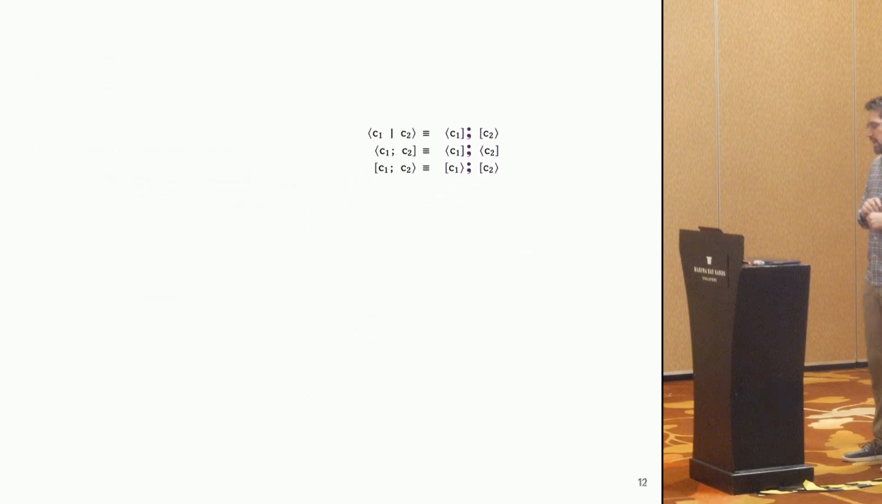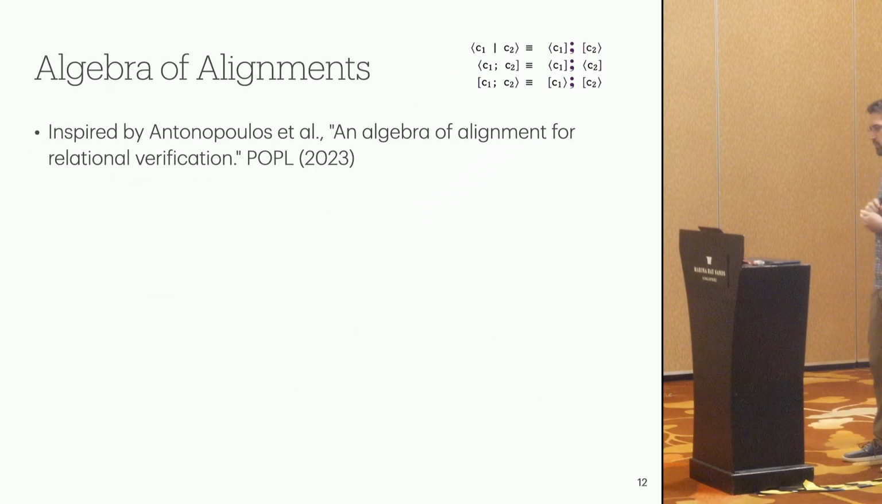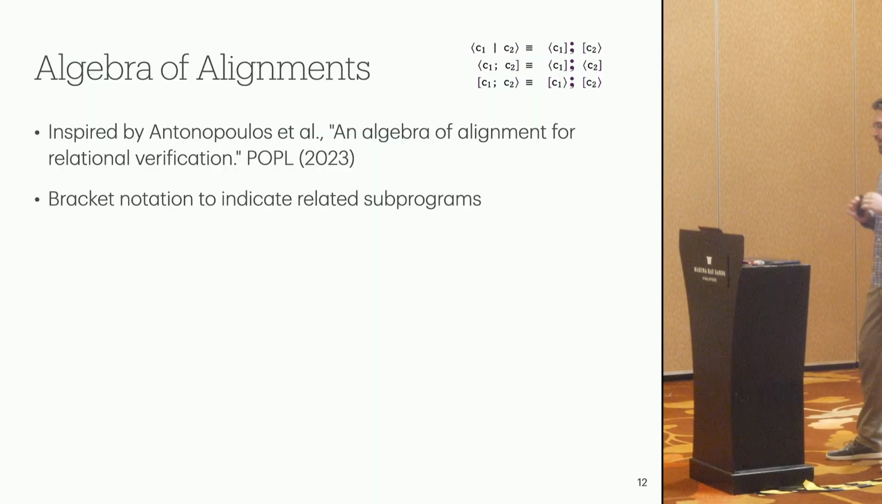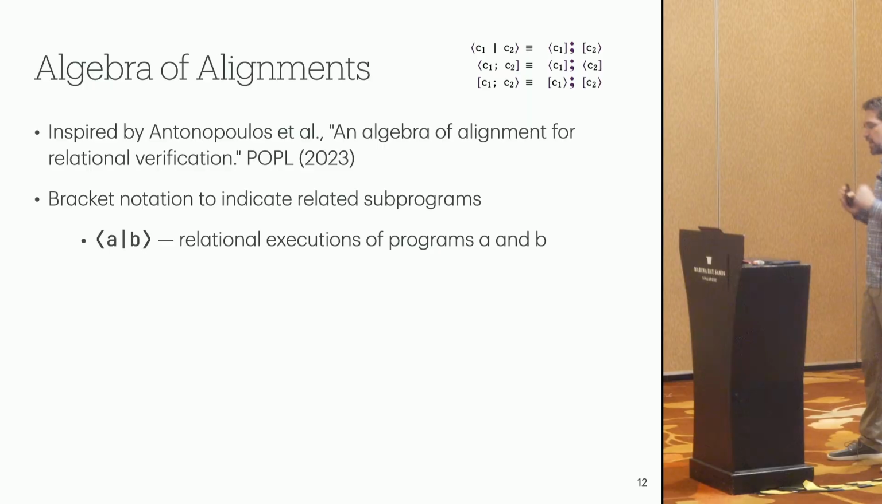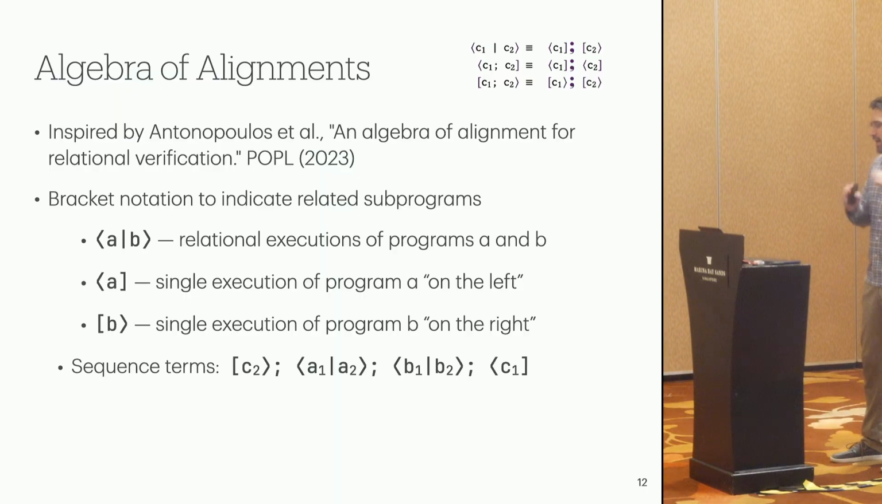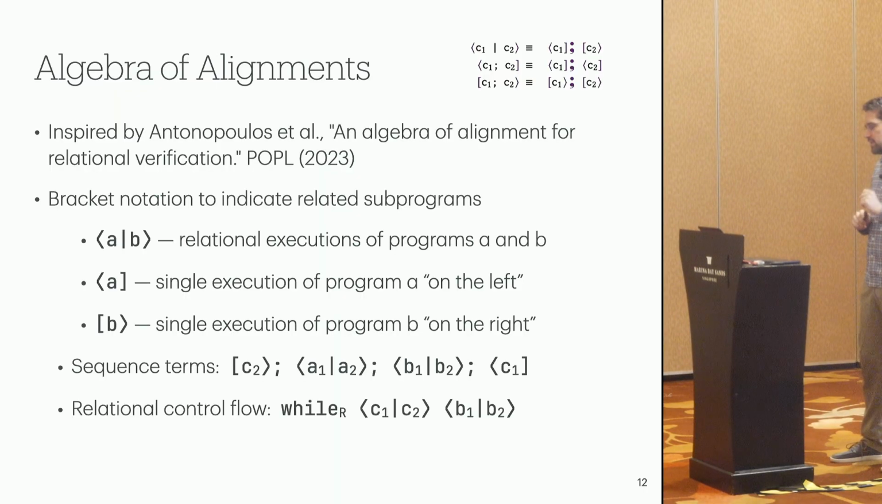The first is this algebra of alignments. This is inspired by work from Antonopoulos et al. from POPL 2023. We have a notation that uses brackets to indicate when two subprograms are related. Here I have two subprograms A and B, and I put them in this bracket notation to indicate that they're related. I can have things that are single on the left, single on the right. I can sequence these related programs together. And I have control flows that appear at the algebra level. So here's a relational while that relates two loop conditions with two loop bodies.